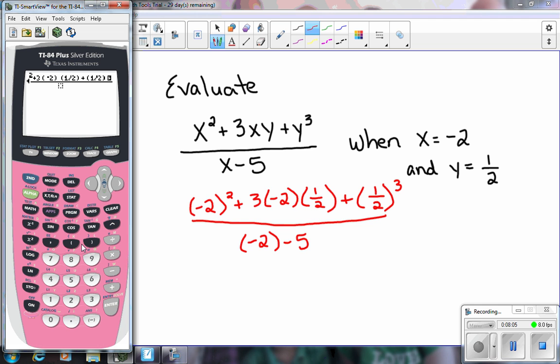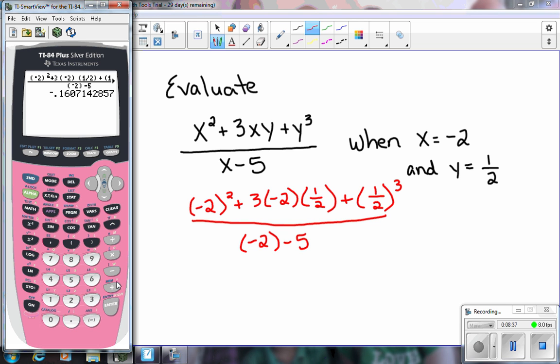And this time we want to raise it to the third power. There is no x cubed button. What you have to do is hit the caret button, and then it will raise it to the power, and you hit a 3. Okay, so now I have the numerator. Hit the right arrow key. Have to hit the right arrow key again, which drops me down to the denominator. Type in negative 2 minus 5. I'm going to hit the right arrow key and enter.